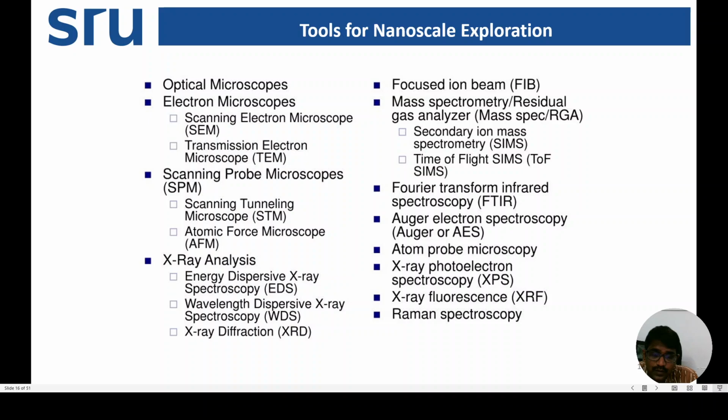To study the properties or to perform any tests, we need new techniques, right? So these are the tools for nanoscale exploration. We need all of these and many more devices. These are some methods and techniques. We need optical microscopes and electron microscopes. In electron microscopes we need the scanning electron microscope, the transmission electron microscope, and scanning probe microscopes, such as AFM, atomic force microscopes.